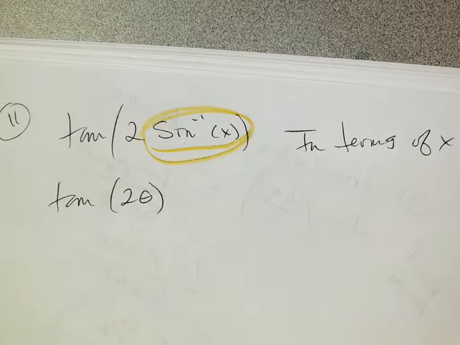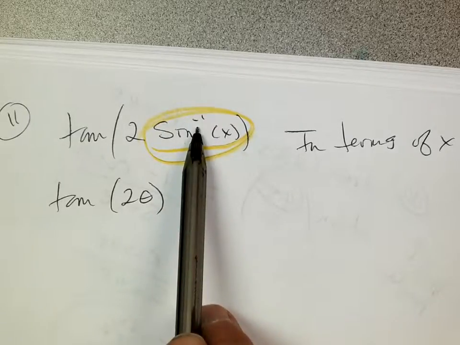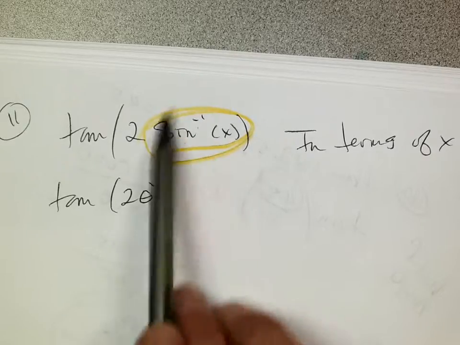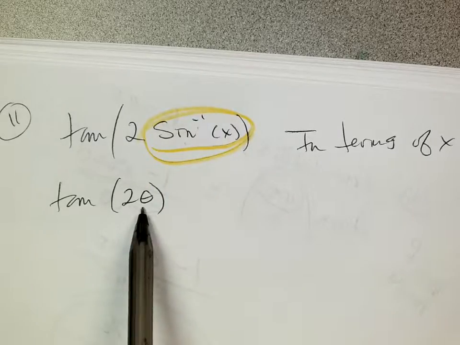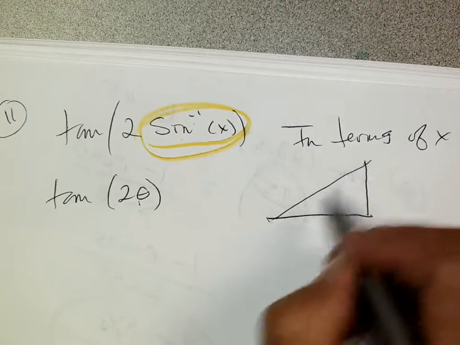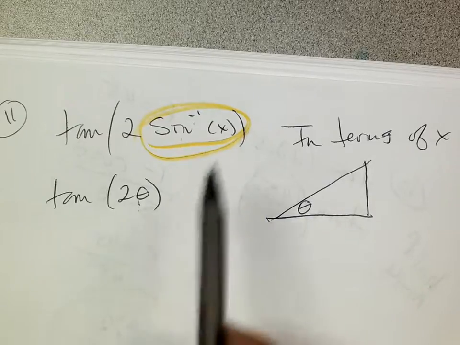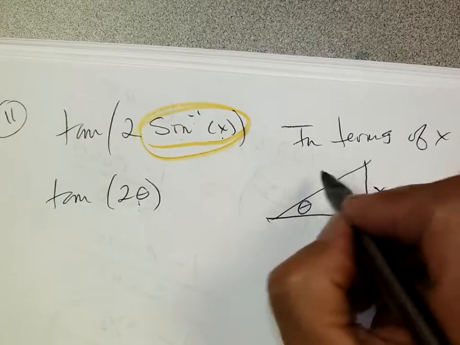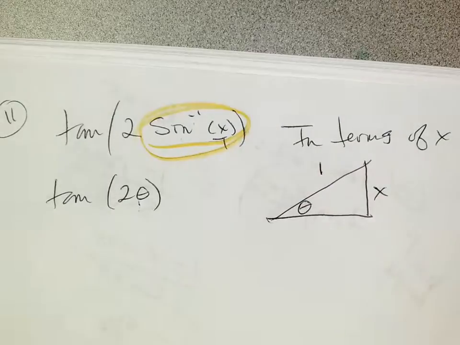All right. Okay, anytime you have the inverse, it means this is an angle. That's an angle. So let's just call it theta, an angle, okay? Now, I need the whole thing in terms of x, so I'm going to have to build a triangle. So let's build a triangle, okay? Theta's there. And what I know about sine is it's opposite over hypotenuse. Okay with that?